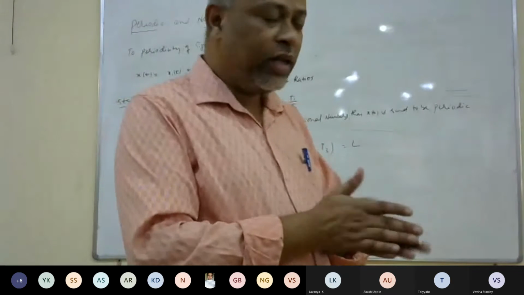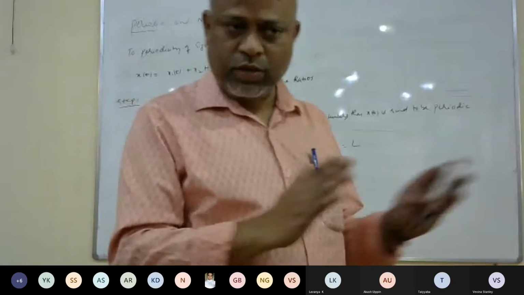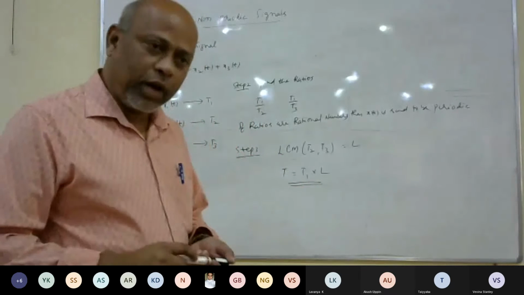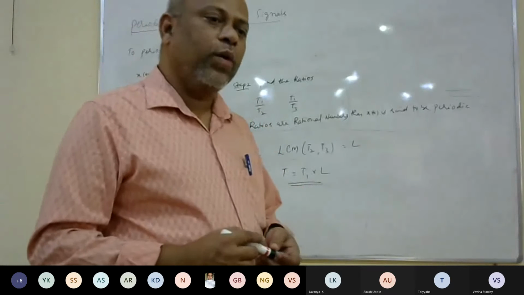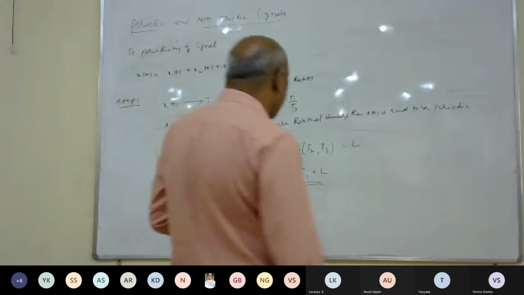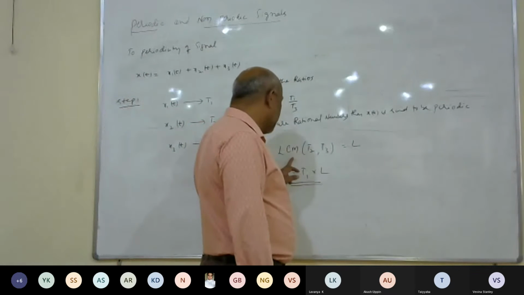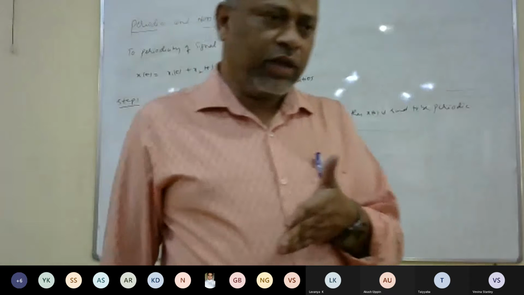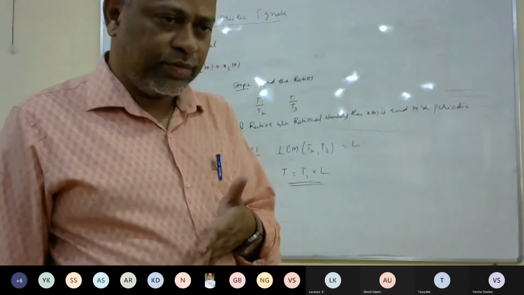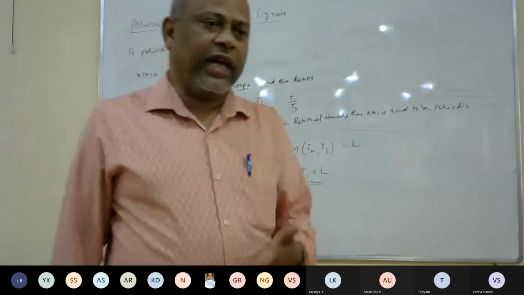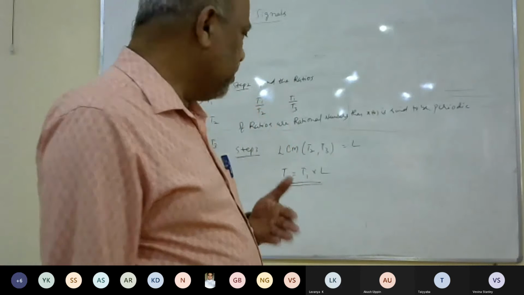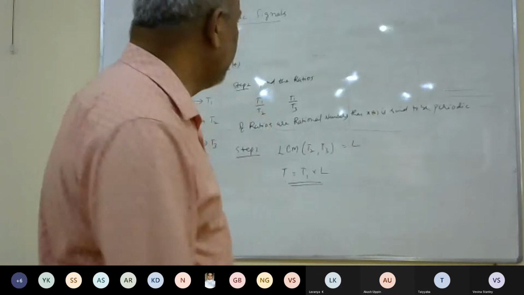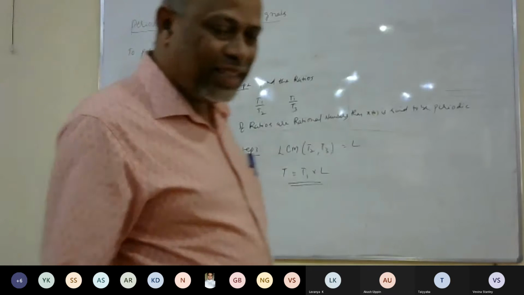If you say it is non-periodic, then you don't need to go for step number three, because you cannot find the fundamental period. Suppose it is periodic, then you should find its fundamental period. In step number three, get the LCM of T2 and T3, that is, the denominators of the ratios. Let us take that value as L. The fundamental period is given by T1, the fundamental period of the first signal, into L. That gives the fundamental period of x of t. Is it clear?